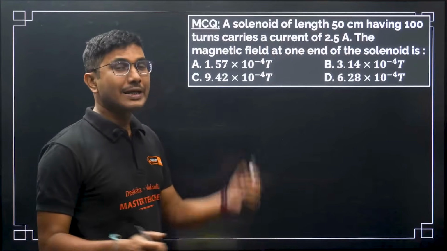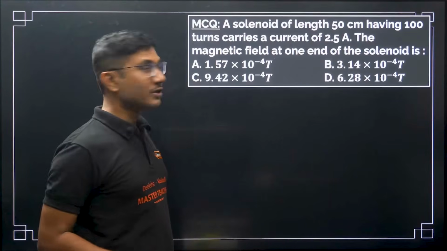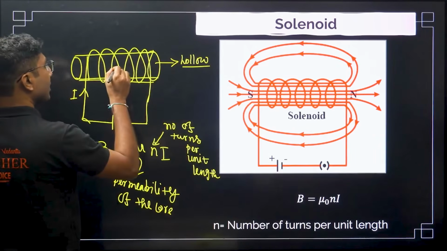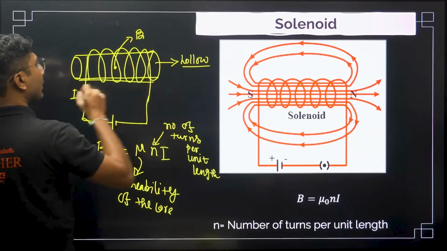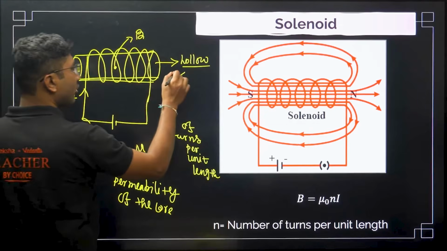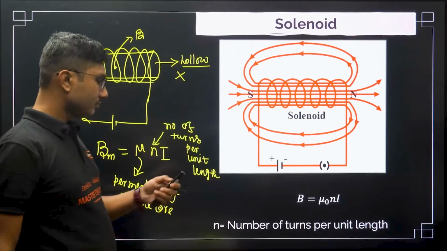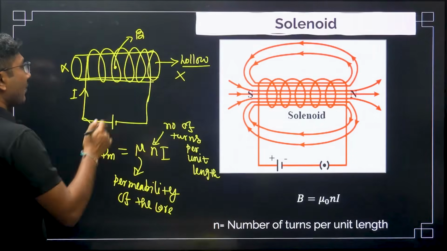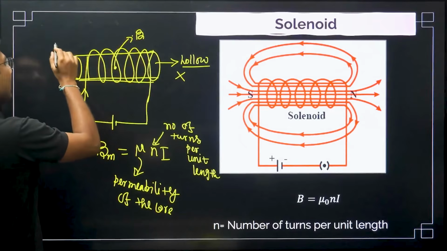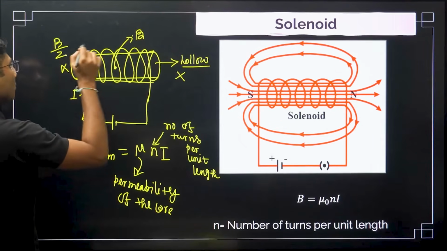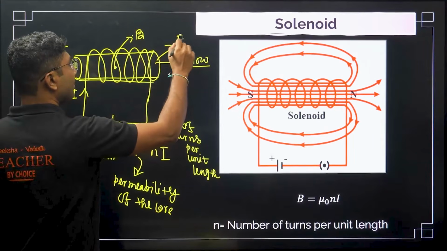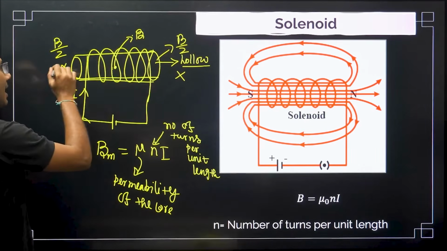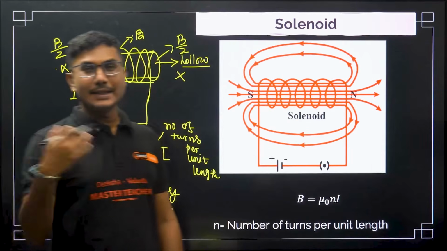Now the magnetic field expression that we have seen is for the central portion. This is the magnetic field, not for the end. This is not true for the end. So for the end, you have to remember that whatever is the magnetic field at the center, at the end it will be B by 2. At any end it will be B by 2. So if you can calculate the magnetic field at the center, near the end it will basically become half.